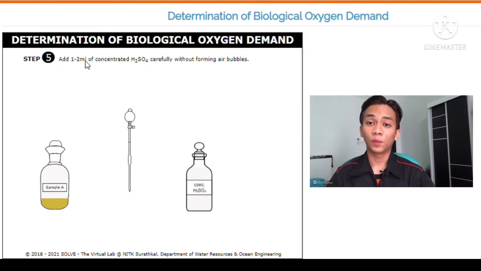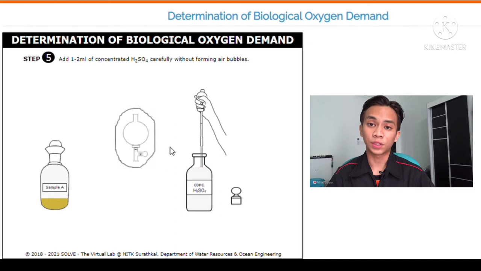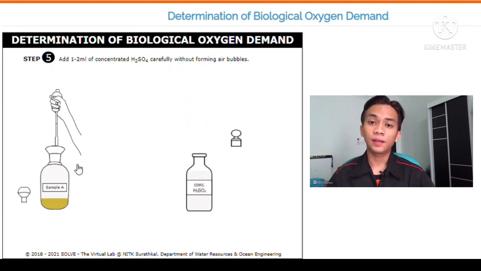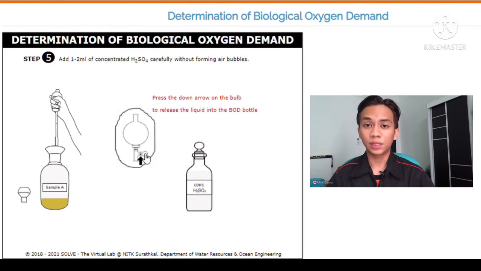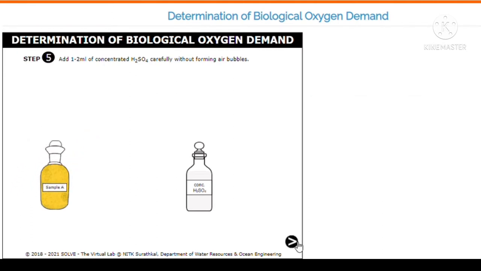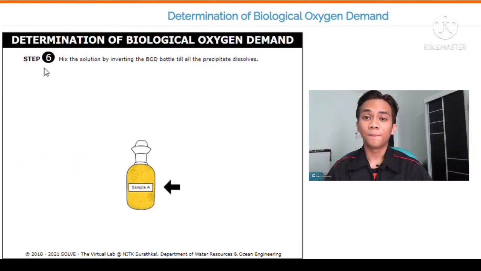Step 5. Add 1 to 2 ml of concentrated H2SO4 carefully without forming air bubbles. Squeeze the pipette bulb and dip into the H2SO4 solution. Then, take and release the liquid into the bottle. Step 6. Mix the solution by inverting the BOD bottle till all the precipitate dissolves.